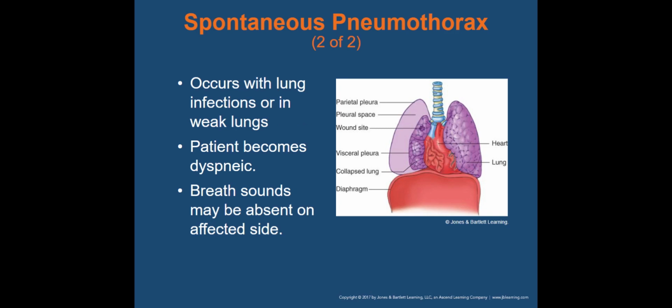So pneumothorax occurs with the air into this negative airspace, right? So here we have air, an opening in the lung field, basically. Every time air is brought in, then it gets pulled out into the pleural space versus into the lung space itself. So it occurs with lung infections or in weak lungs. The patient will become difficulty breathing, so they'll become dyspneic, and breath sounds on the affected side will become absent.